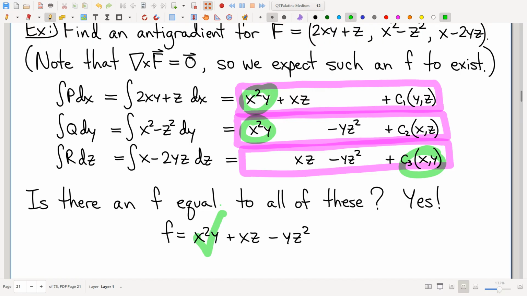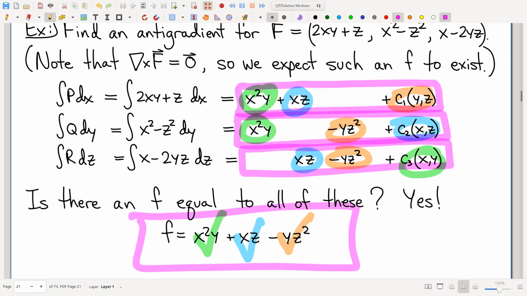And then, etc. Those are all xz. These are all minus yz squared. And we win. We now have a function that's equal to all three of those things. That's an antigradient. Everybody on board?